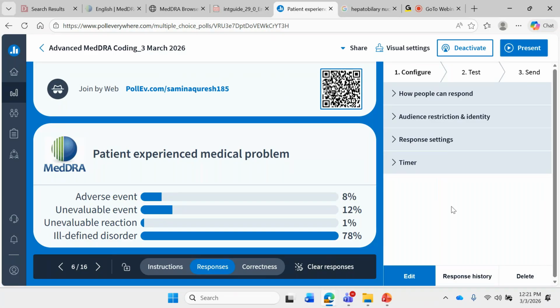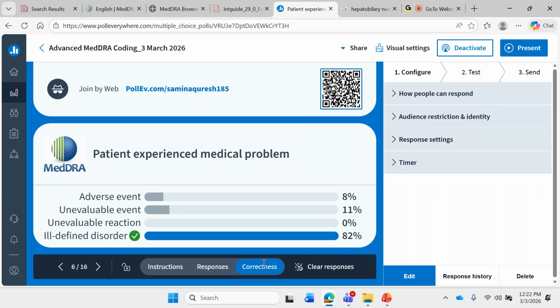The adverse event is vague. It's not much information. We don't have information of the type. Is it a person or a product? Unevaluable event, unevaluable reaction. We do know there's a person. So the best thing, a person can get a disorder. So it's ill-defined disorder. And that is the correct answer.